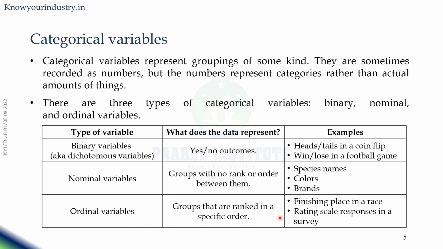Here, groups are ranked in a specific order. For example, finishing place in a race. All are finishing the line, but you are saying who has finished first, second, third. So that is called ordinal variables.